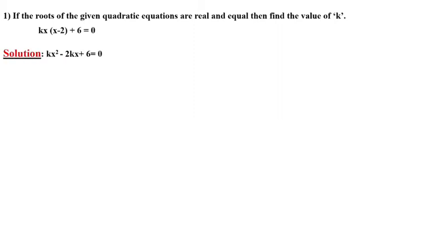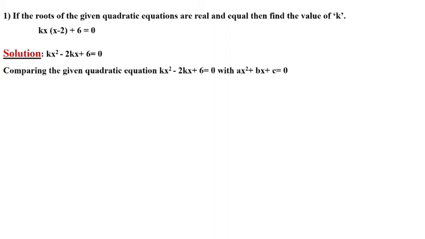So students, the equation is given: kx(x minus 2) plus 6 equal to 0. We will solve this bracket first. kx into x, we get kx square minus kx into 2, 2kx, plus 6 equal to 0. Now we will compare the given quadratic equation with ax square plus bx plus c equal to 0. So here the value of a is k, the value of b is minus 2k and the value of c is 6.